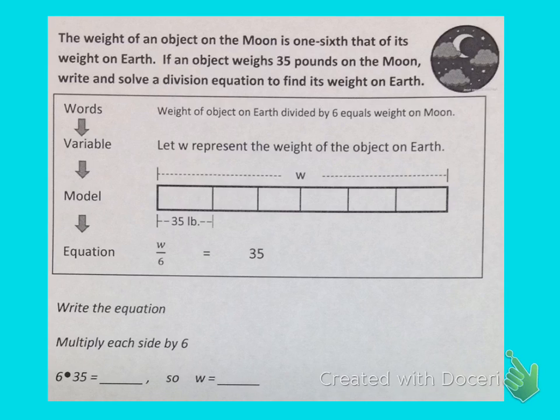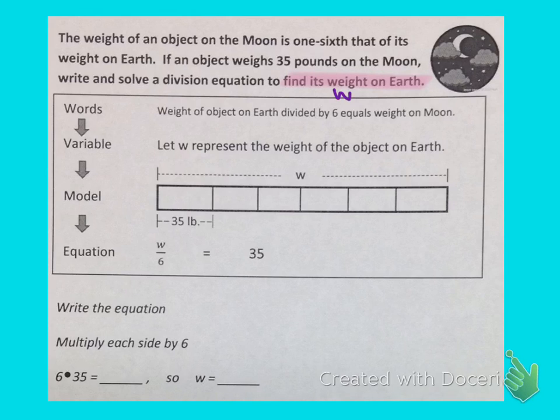The weight of an object on the moon is 1/6 that of its weight on Earth. If an object weighs 35 pounds on the moon, write and solve a division equation to find its weight on Earth. So what we're trying to find is its weight on Earth. That's the unknown. And we're going to use a W to represent weight on Earth.